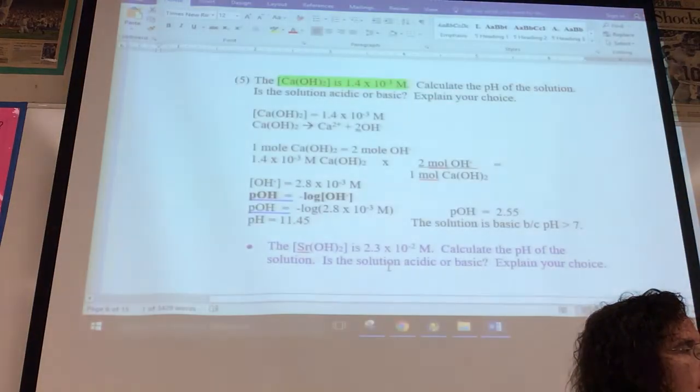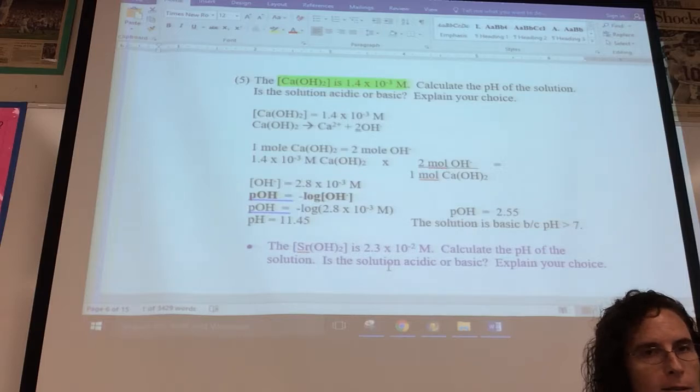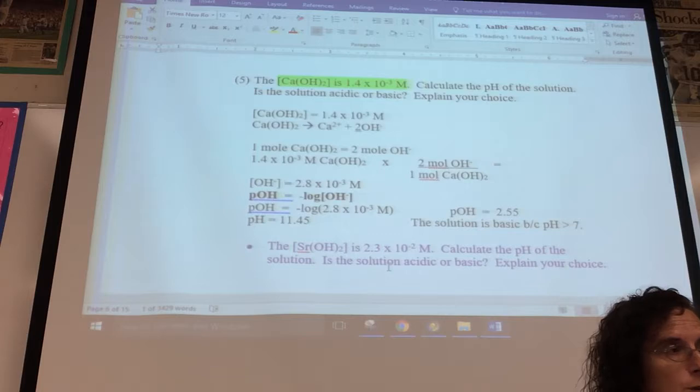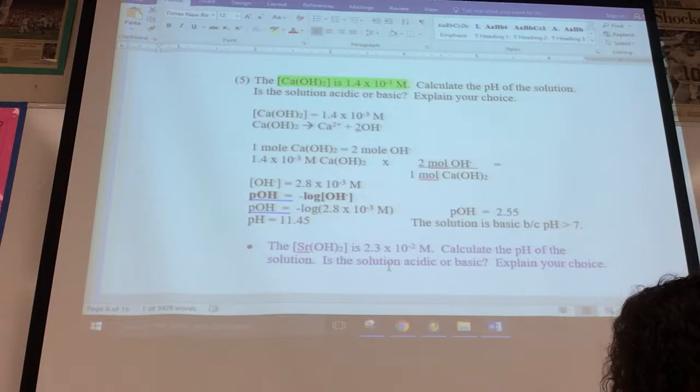In the next example, I gave you one of those strong group 2 bases. Calcium, barium, and strontium hydroxide are all strong bases. But you have to be careful because for every 1 mole of those, you generate 2 moles of hydroxide ion. This is one of the things I like so much about the acid-base chapter. It requires you to review solutions and stoichiometry, which are topics that we covered in the third 9 weeks, which will be assessed on your semester exam. So this will bring you back to it.